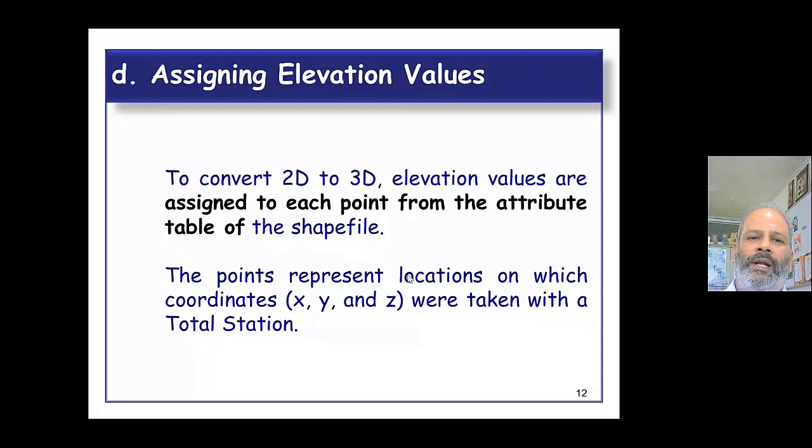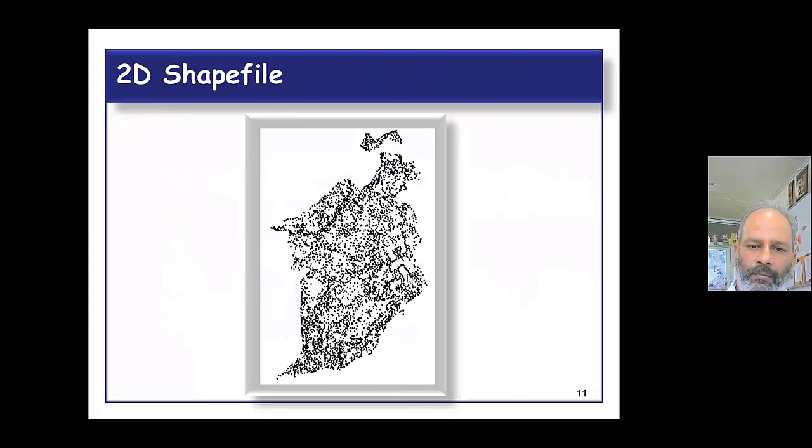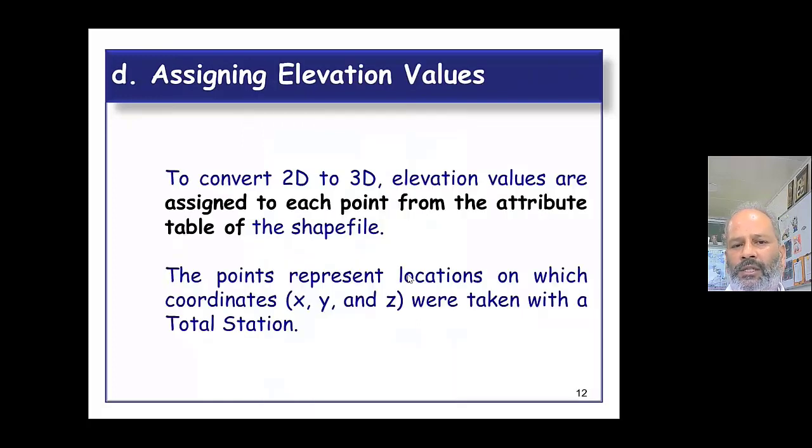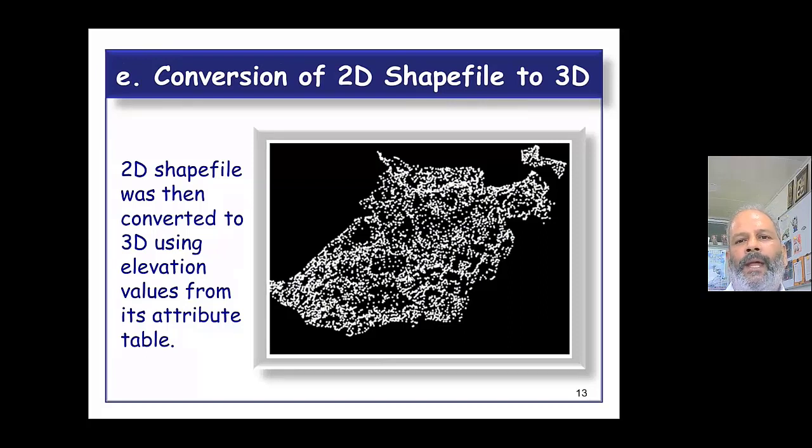So the moment data of survey is transferred to ArcGIS in the form of a 2D shapefile, at the back end we have an attribute table also, and that attribute table stores latitude, longitude, and elevation. To convert this 2D shapefile into 3D, we will assign the elevation value from the attribute table to the 2D points. After conversion, the shapefile looks like this. Now each point has latitude, longitude, and elevation value after assigning elevation from the attribute table.